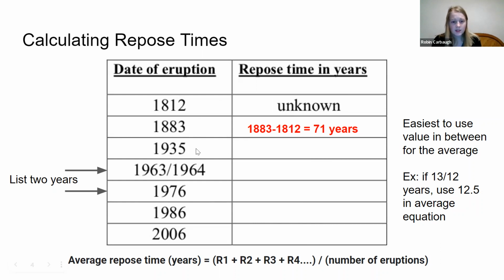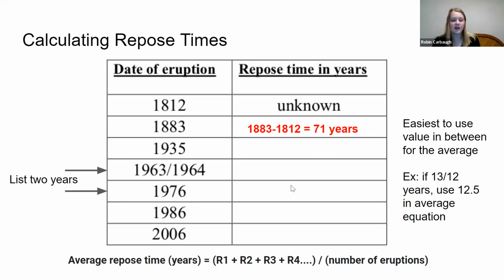Then it gets a little confusing in the middle because we have one that lists 1963 and 64. I would just list two different years. So I would take 1964 minus 1935 and also 1963 minus 1935, and that'll give you 2 years. Same thing with 1976. You could take 76 minus 64 and 76 minus 63. That's all right, you can just list them like that.